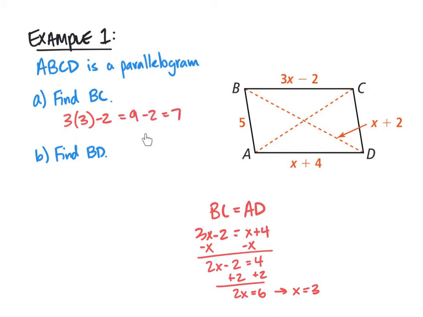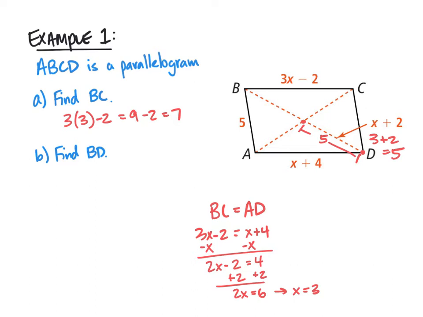Just to verify, if we think about the length of AD, having the x value there being 3, 3 plus 4 would also give us 7, so that sounds like it's probably a pretty good answer, because it gives us 7 for both the length of BC and the length of AD. Now next it says find the length of BD. Well, I know that the length of this part of segment BD is x plus 2. And so if I substitute my 3 in there, that would be 3 plus 2, which is 5. So this part from here to here has a length of 5.